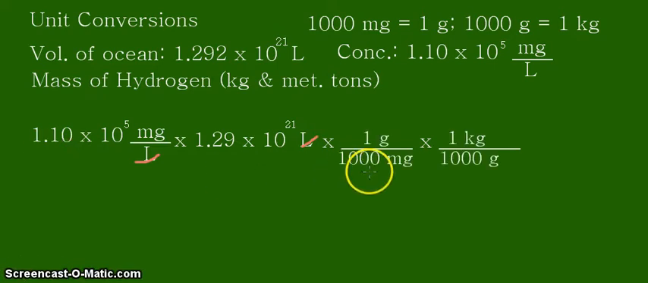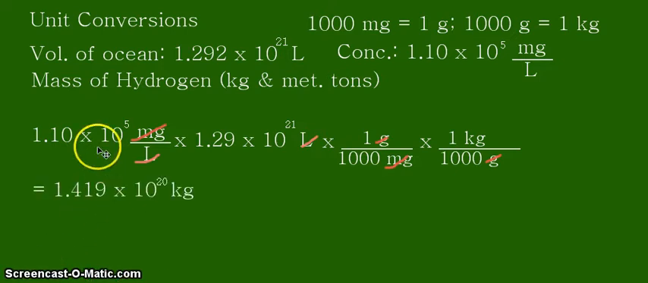Alright, so we now have our conversion factors here in their proper places for us to cancel the units. Milligram cancels out, there you go, and gram here cancels out this gram here. So we're now left with our desired unit, which is kilograms. So all we need to do is to calculate. Okay, so doing the calculation, we arrive at the answer 1.419 times 10 to the positive 20 kilograms. So that is the mass of hydrogen in the whole ocean in the unit kilograms.